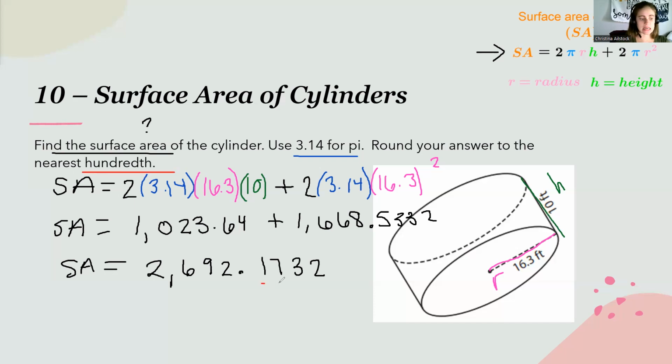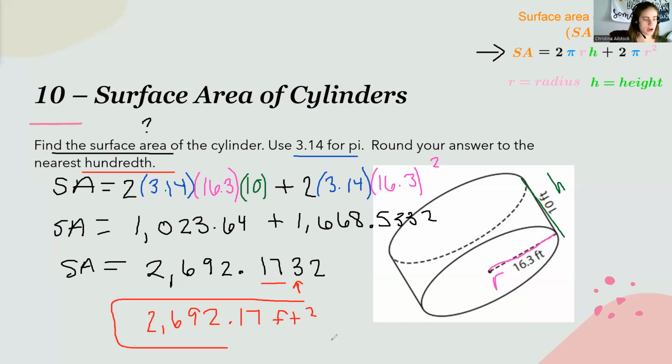So that means I need 2 decimal places. So you look at the number right after that to identify how you round. Since 3 is less than 5, we're going to round down, meaning it would just be 2,962.17. And with surface area, that would be feet squared as our final answer.